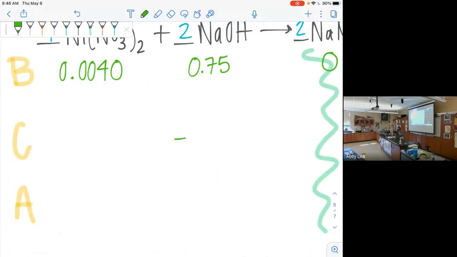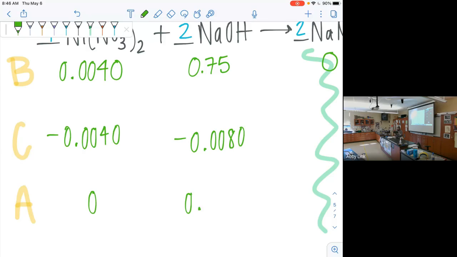This is going to be minus 0.0080. This is going to be minus all of it, since it's our limiting reactant. We end up with 0 moles there. 0.75 minus 0.008. Be careful with these small decimals, guys. 0.742, but I should only have 2 sig figs, so it'll come out to be 0.74.